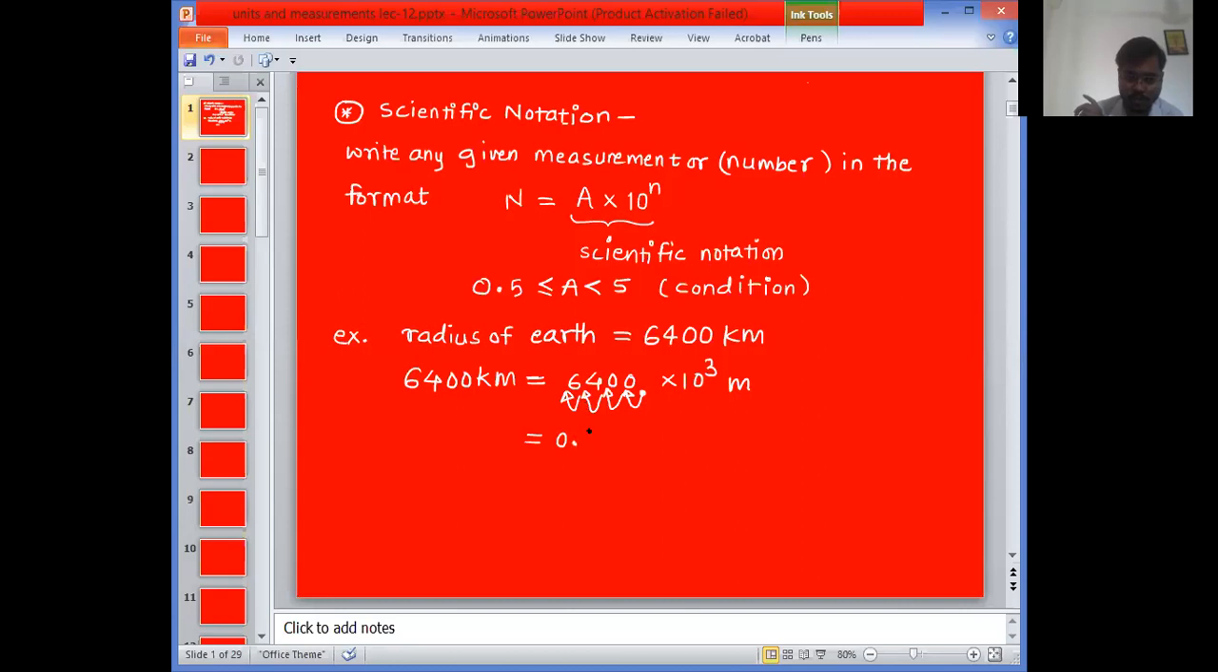Means what I want to say is this. 6400. But now the point has been shifted 1, 2, 3, 4 times. So point moving left, +1. Twice left, +2. If the point moves towards left 3 times, +3. If the point moves towards left 4 times, +4. So in this way, I can write 6400. This multiply as it is. This 10 raised to 3 as it is.